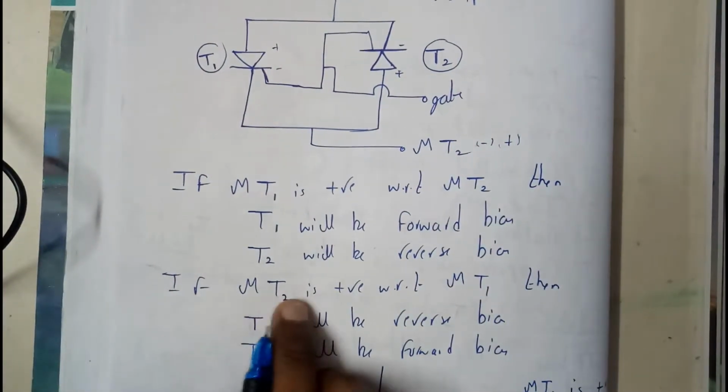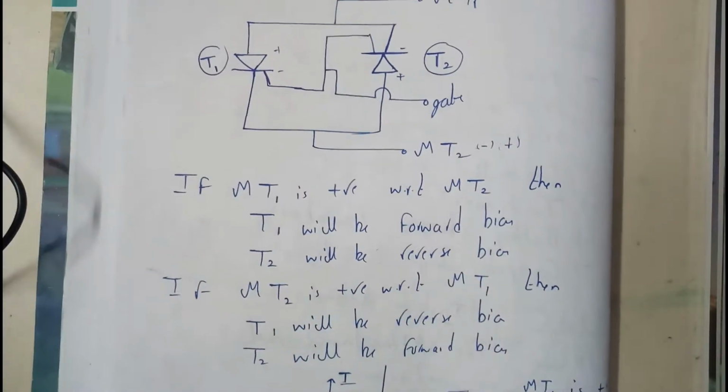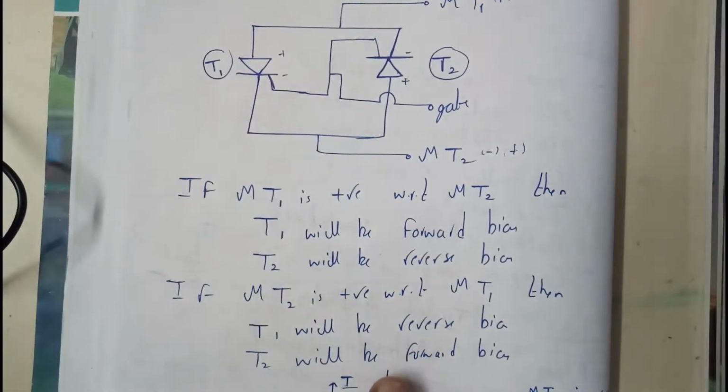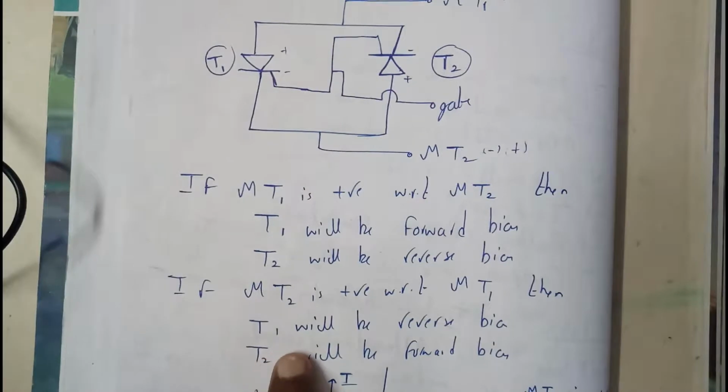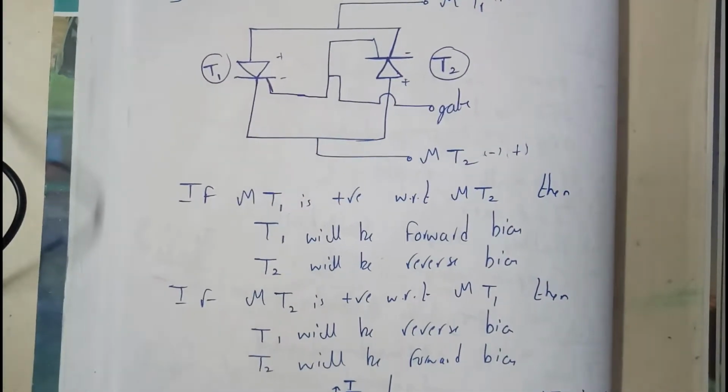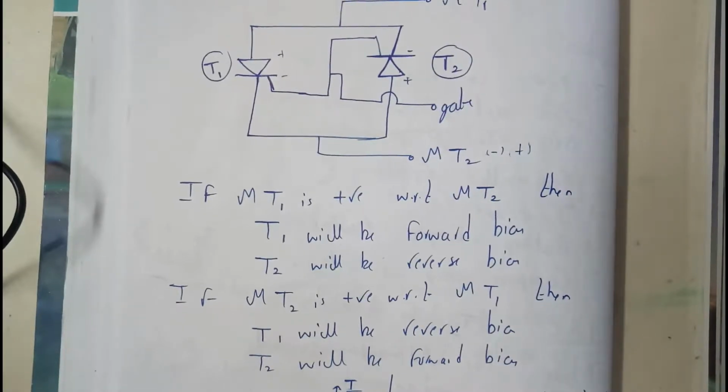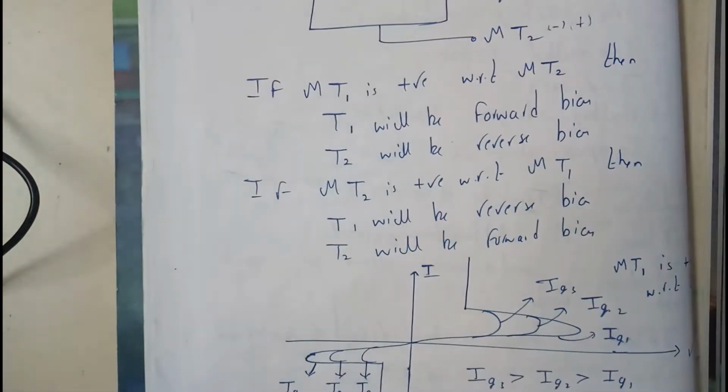MT2 is positive with respect to MT1, which indirectly states that MT1 is negative. In that situation, T1 will be reverse and T2 will be forward. Okay guys, so now I hope everyone got a small idea on this. So basically this is an easy concept guys. Now let us go through the VI characteristics graph.